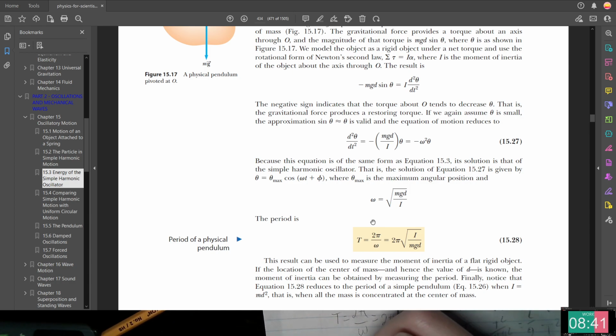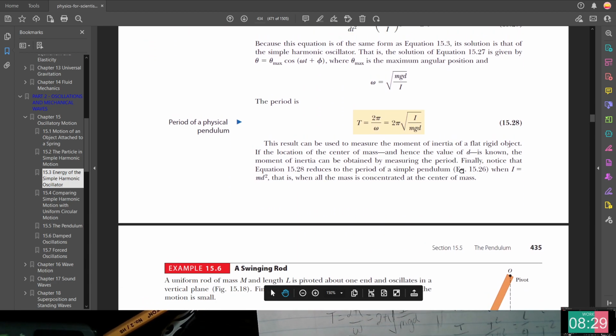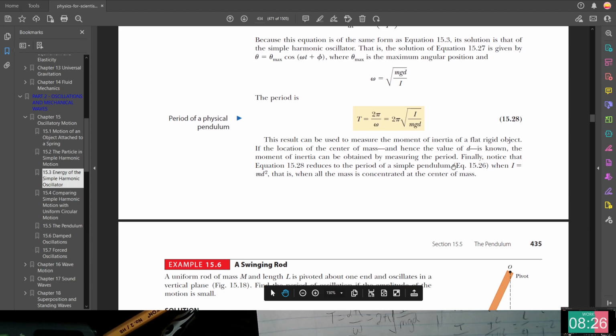What is this guy yapping about? Was mgd over I. Swinging rod. Okay, after this, I gotta write down all my equations. Here are all my equations. Okay, I know them.